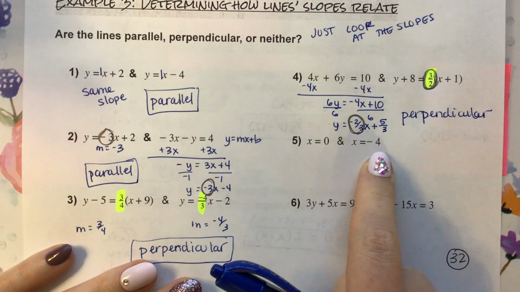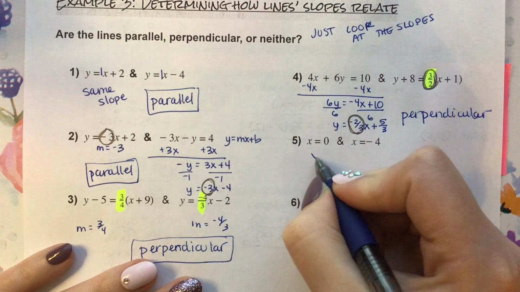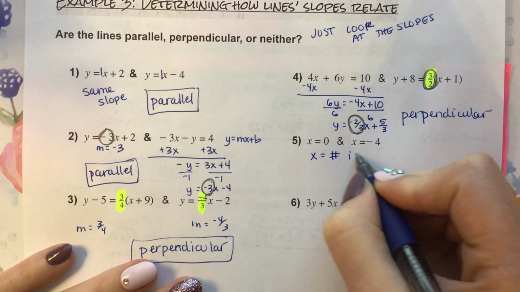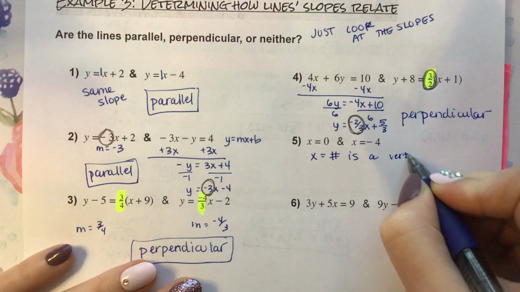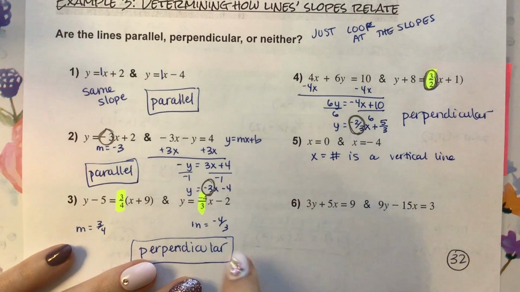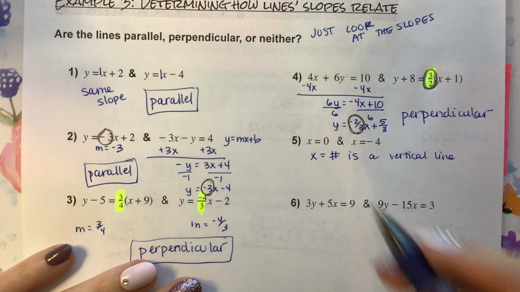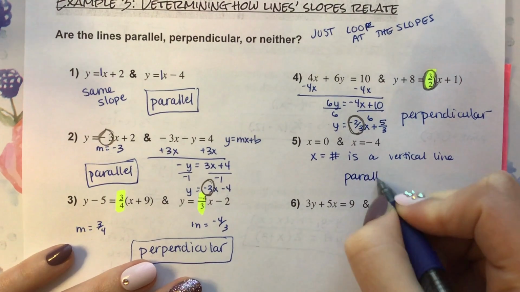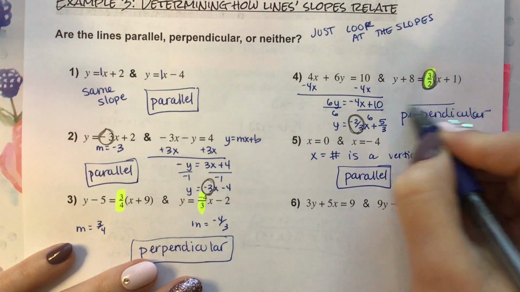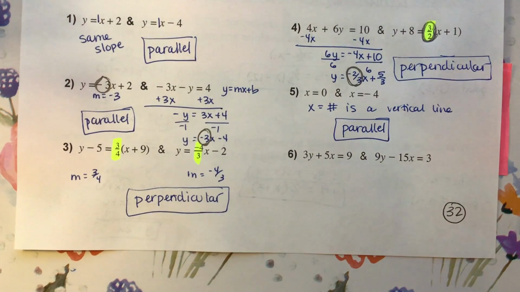Here I have x equals 0 and x equals negative 4. Okay, if you remember correctly, x equals a number is a vertical line. If two lines are perfectly vertical, then they're going to automatically be parallel to each other. Forgot to box in the answer for that previous one.